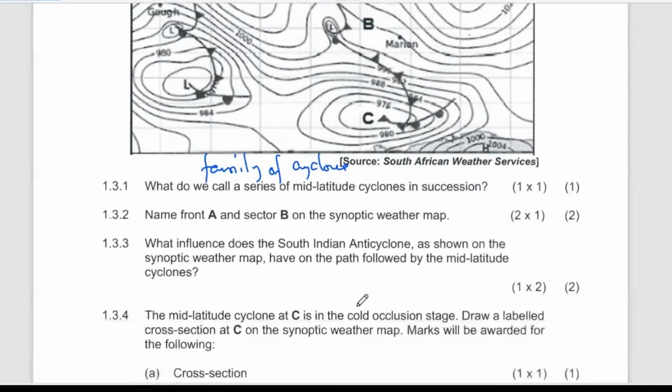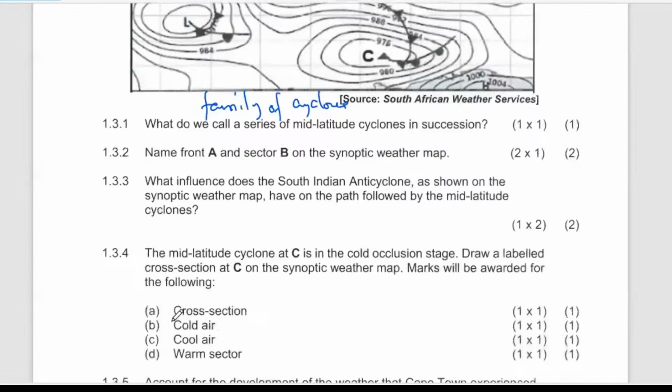Right, name the fronts A and B on the synoptic map. What differs between those types of fronts, we must just figure out. If we check, our nature of the front is like this. And if we see this symbol, it means this is a cold front. And if our front has got this symbol, which is more like a semicircle, it means that is a warm front.